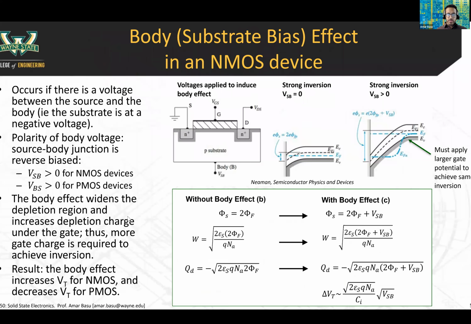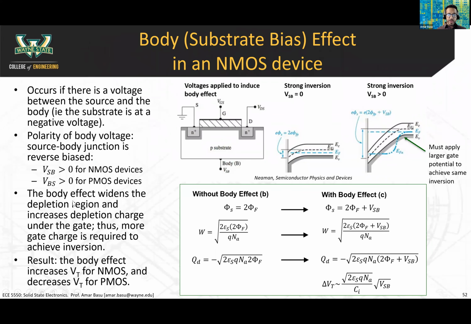Another way of thinking about the body effect is that it will widen the depletion region and increase the depletion charge under the gate. And if you do that, more gate charge is going to be required to achieve inversion. So let's look at what that looks like. Without the body effect, 2 phi F is the amount of band bending that you need. With the body effect, the amount of bending that you need is 2 phi F plus the source to body voltage. This ties into the discussion that we just had.